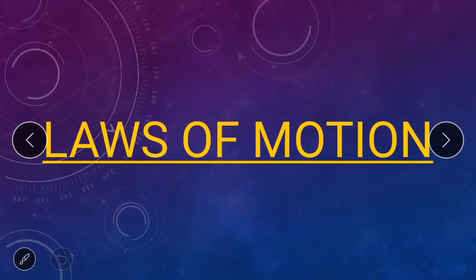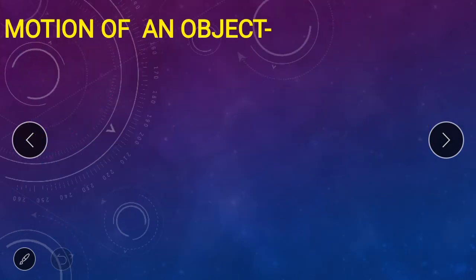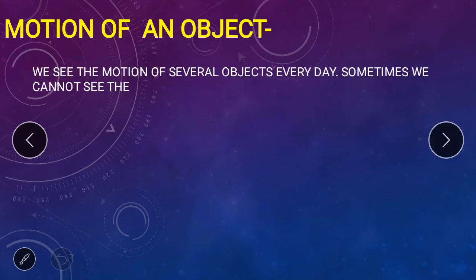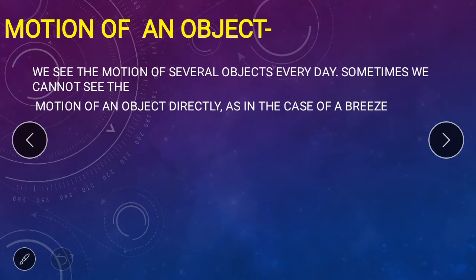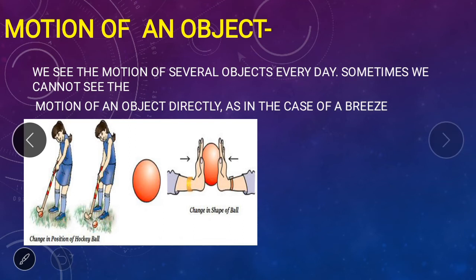Of motion. We'll be discussing the first topic, and the first topic is motion of an object. In motion of an object, we'll see what exactly is motion, and when is an object said to be stationary. What does exactly stationary mean? So, there are two types of motion we gotta see over here. We see the motion of several objects every day. Sometimes we cannot see the motion of an object directly, as in the case of a breeze. So I will show you some diagrams to make my point more clear.